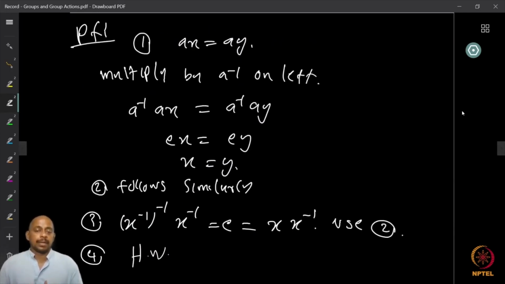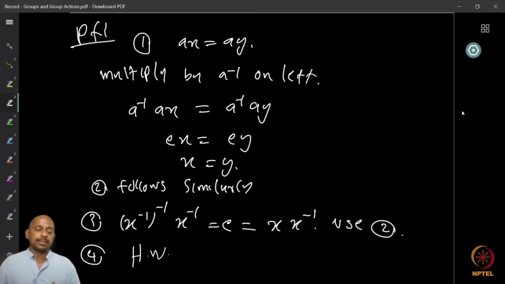Now, the proofs are again very simple. So, the first one, Ax is equal to Ay, multiply by A inverse on the left. Then you will get A inverse Ax equal to A inverse Ay. Therefore, A inverse A is identity E, and Ex is, of course, X itself. So, X is equal to Y. So, that gives you the cancellation. And similarly, the right cancellation also follows.